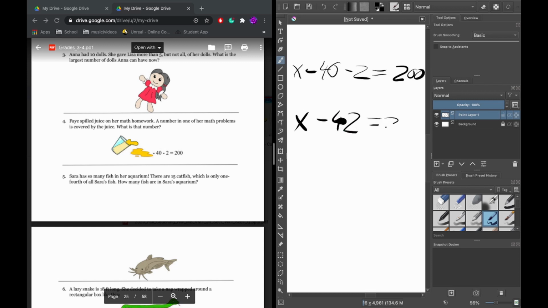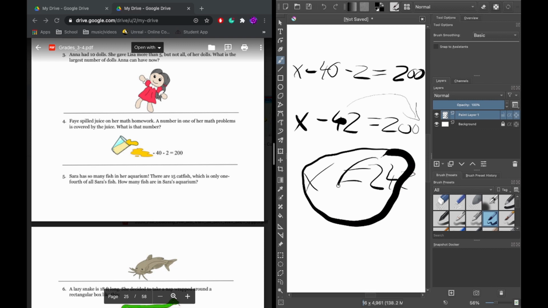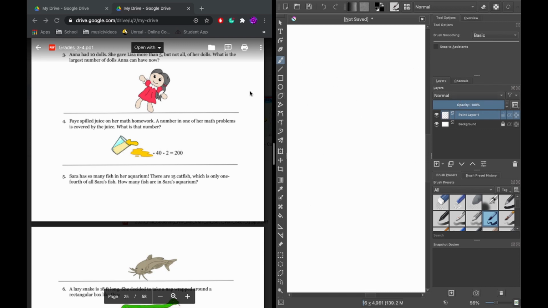equals 200. And since this 42 is negative, when we send it to this side, it's going to become positive. So that's basically x equals 200 plus 42. So that's 242. So the answer for number 4 is 242.